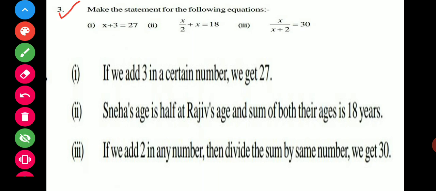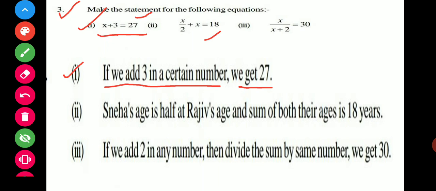X plus 3, the first question, this one, x plus 3 equal to 27. So let the number be x, then we can write the statement like this. The answer is here. If we add 3 to a certain number, we get 27. 27 राइट हैंड साइड में है, इसलिए 27 वी गेट में आएगा.